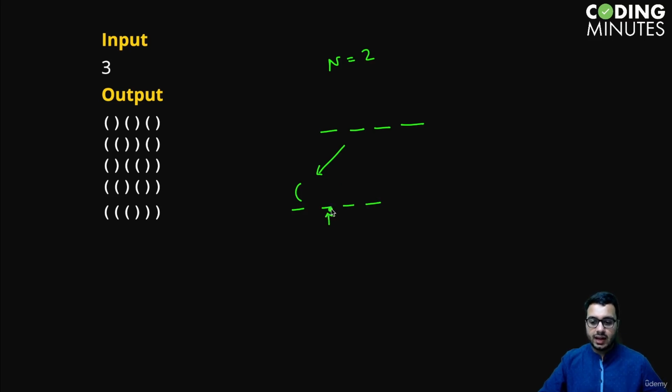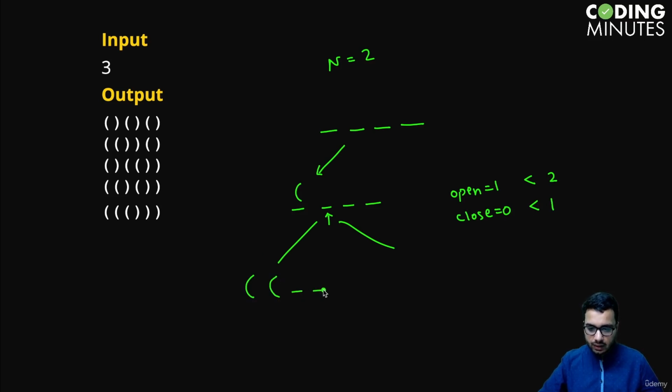We are here. Can we put a closing bracket here? The answer is yes. Can we put an opening bracket here? The answer is yes. So both of the conditions are true because opening count is 1, which is less than 2, and closing count is 0, which is less than 1. So we will make two calls, one for the opening bracket and one for the closing bracket. So we make calls like this, and now we are left with this sub problem and this sub problem.